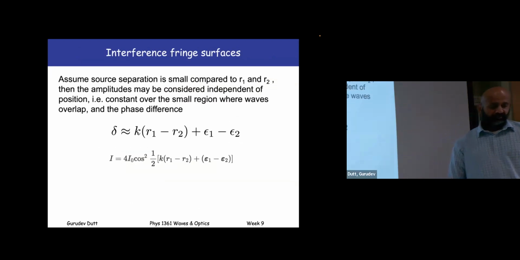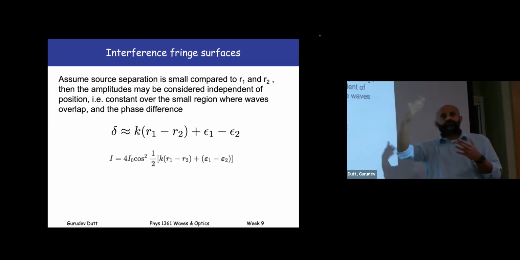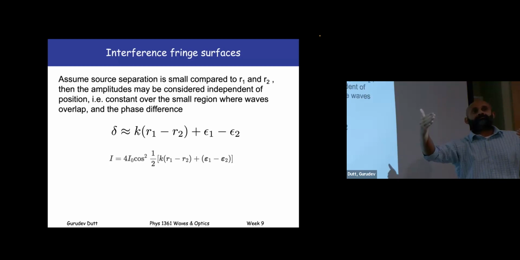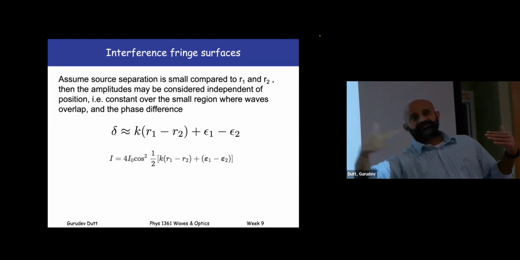Okay. And now we can make a further approximation. Remember that K1 and K2 that we were taking to that point P, we were assuming that they could be different in the magnitude as well as in the direction. But now, if we assume that the source separation is small compared to the location of the sources, meaning the points where we are looking at the interference, we may consider the amplitude to be independent of the position, meaning that we're just assuming that the amplitude at the location of the detector is independent of how far away I move the detector in space, basically.